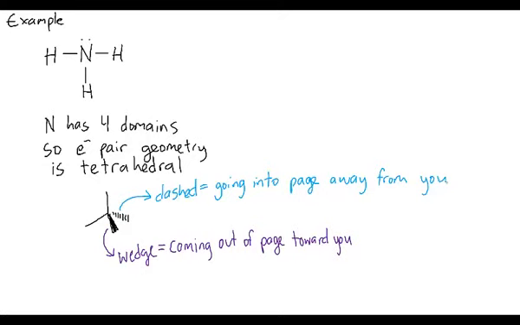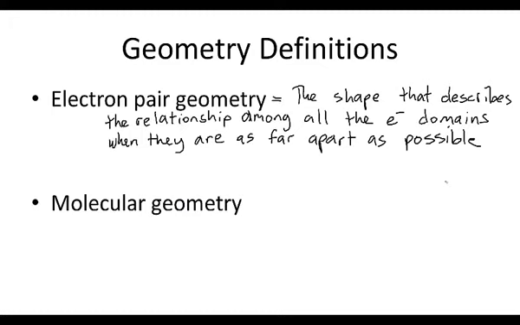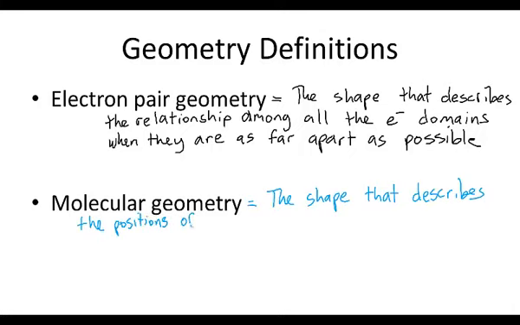Sometimes we only care about where the atoms are and not where the lone pairs are. And so we have this separate term that we call molecular geometry. Molecular geometry is the shape that describes the positions of just the atoms if we imagine that the lone pairs are invisible. Not that the lone pairs don't exist, but that they're just invisible. You don't see them.